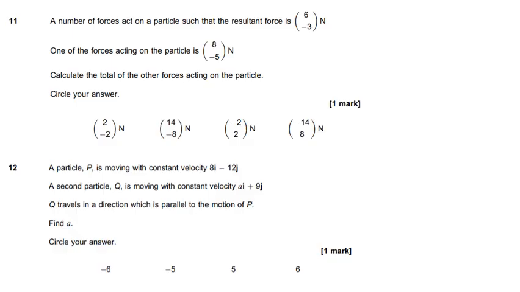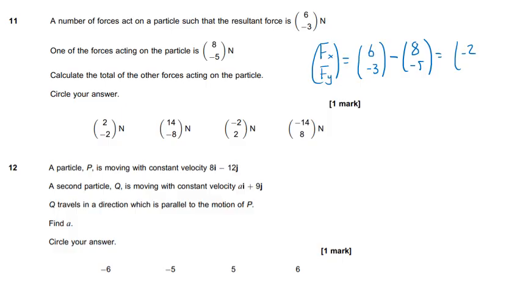Next one is just combining vectors. So a number of forces acting on a particle such that the resultant force is 6 in the x direction, minus 3 in the y direction. One of the forces acting is 8 and minus 5. Calculate the total of all the other forces. Okay, so let's say the other forces, let's call it Fx and Fy. It's going to be equal to 6 and minus 3, and then minus 8 minus 5. So subtract the x part. 6 minus 8 is minus 2, and minus 3 minus minus 5, minus 3 plus 5 is 2. So the correct answer is the third one there.